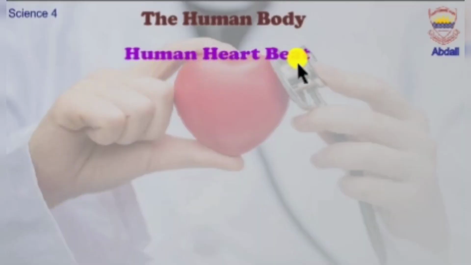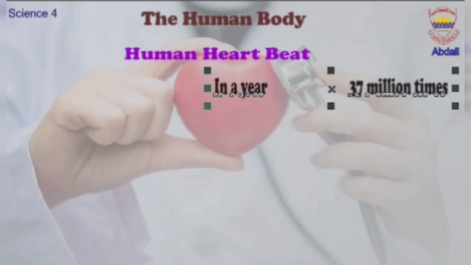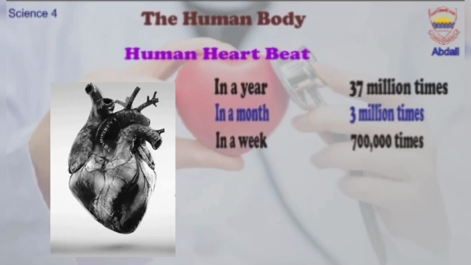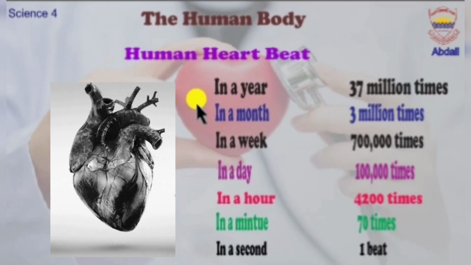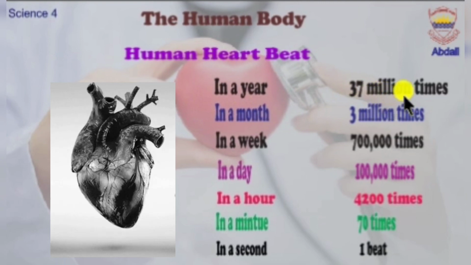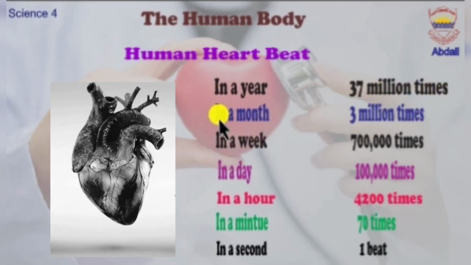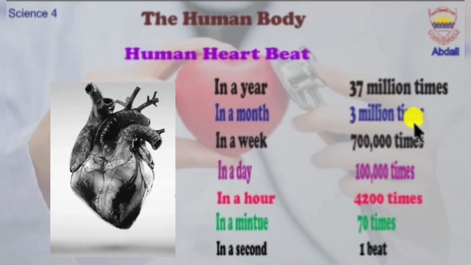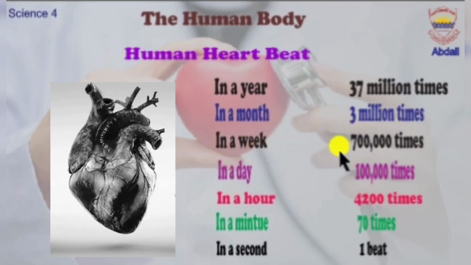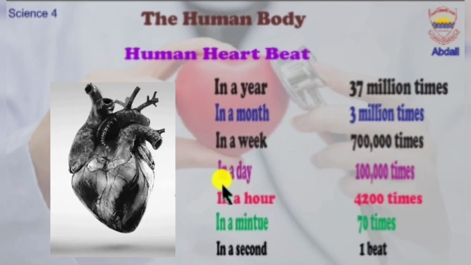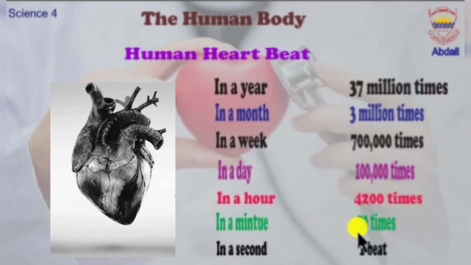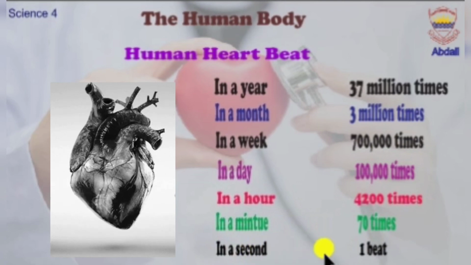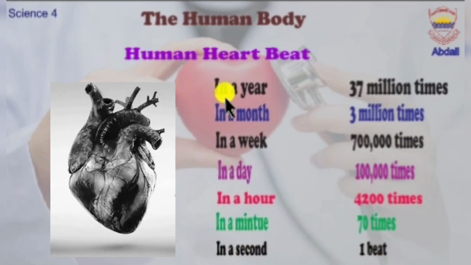Human heartbeat. Let's learn about the human heartbeat. The human heart beats about 37 million times a year. In a month, 3 million times. In a week, 700,000 times. In a day, 100,000 times. In an hour, 4,200 times. In a minute, 70 times. And in a second, 1 beat.